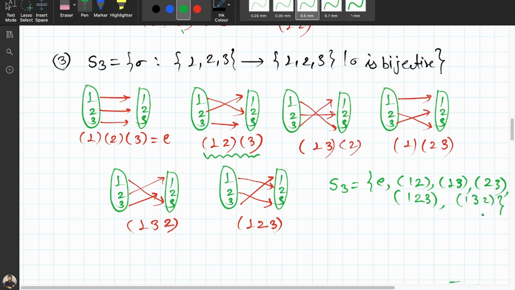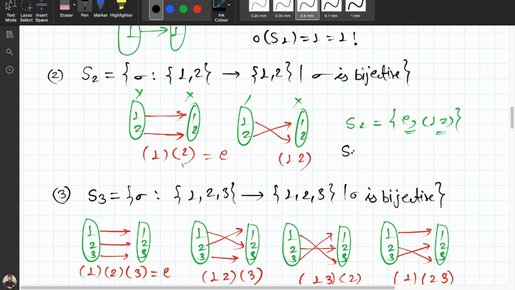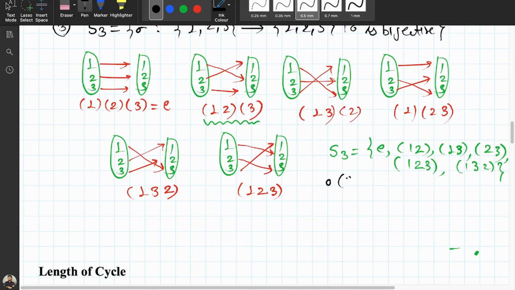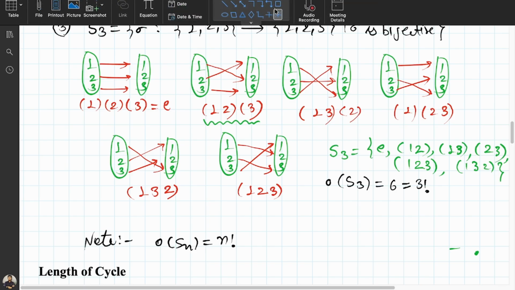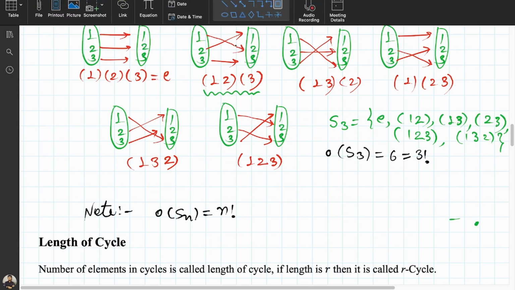How many elements are there? 6 elements. Simply, what is the order of this group? The order of S1 is equal to 1, which is nothing but 1 factorial. What is the order of S2? That is 2, which is 2 factorial. The order of S3 is 6, which is 3 factorial. So the note point: the order of Sn is nothing but n factorial. That's very, very important.